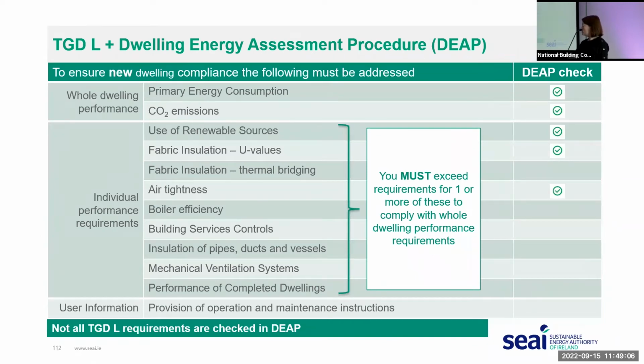So just looking at those requirements, there are requirements in relation to whole dwelling performance. That's requirements for primary energy consumption and CO2 emissions. We're required to limit those. That calculation is carried out in DEAP, and there is a compliance check carried out for that. There are also backstop requirements in relation to individual measures. And the way that the calculation works is that you must exceed in one or more of those minimum backstops for the individual measures in order to achieve the whole dwelling performance. You can see also that some of the requirements are checked in DEAP, but not all, and I'll cover that later.